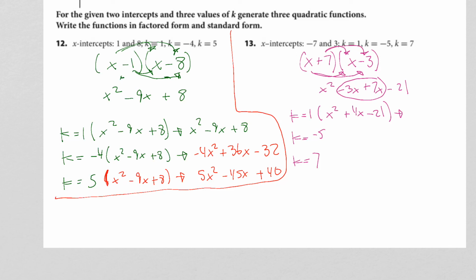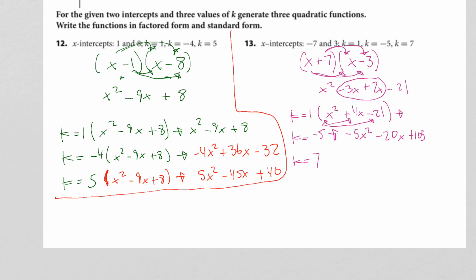Now, when I take this same thing and multiply it by a negative 5, I'm going to get negative 5x squared, negative 20x, and then negative 5 and a negative 21. That should be plus 105.